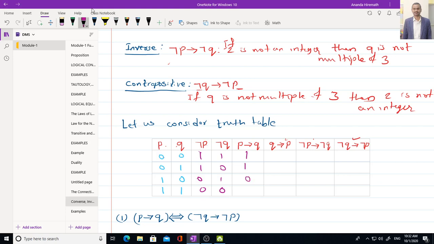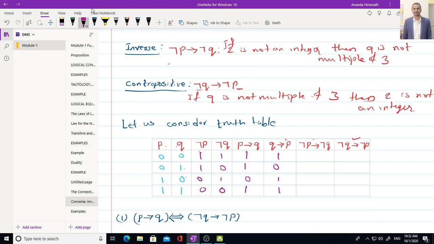Then the first input is 1 but the second input is not 0. So again it is 1. Now in reverse order, q conditional p means first 1 should be there in q, then 0 should be there in p. For such values you should write 0, otherwise all 1. See, 1 0, so I can write 0 over here. Then 0 1 is 1, 1 1 is also 1.